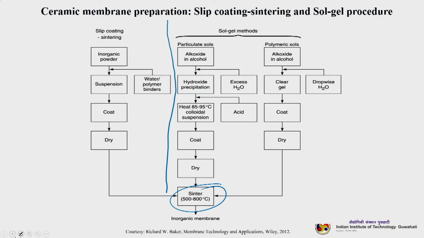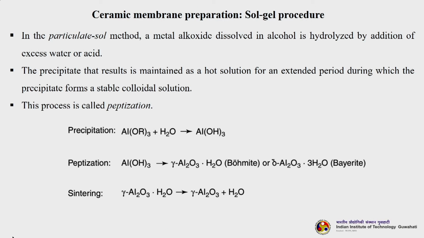Okay. So, in the particulate sol method, a metal oxide alkoxide dissolved in alcohol is hydrolyzed by addition of excess water or acid. The precipitate that results is maintained as a hot solution for an extended period, during which the precipitate forms a stable colloidal solution. That process is called peptization.